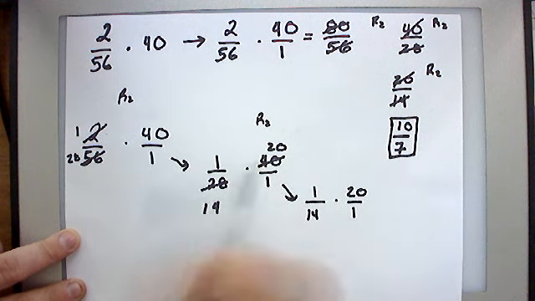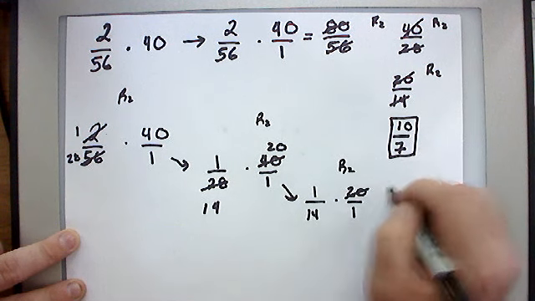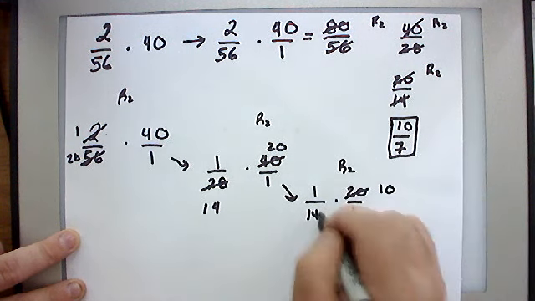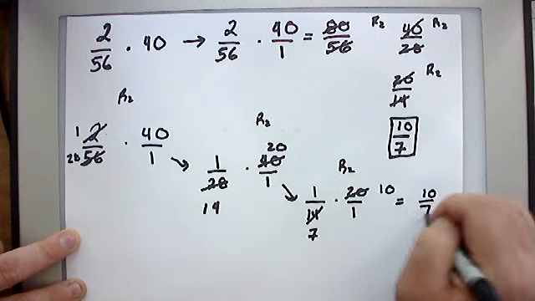And how often you need to rewrite it like I'm doing is up to you. And you say, well, I can reduce by 2 again. 2 goes into 20 10 times. 2 goes into 14 7 times. And you end up with 10 over 7.